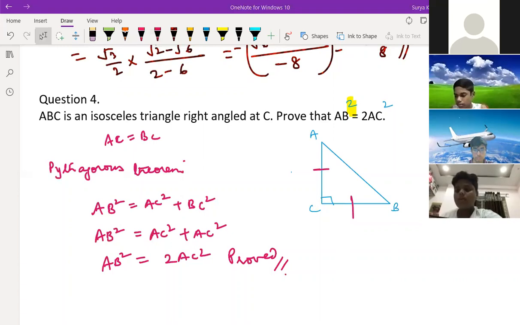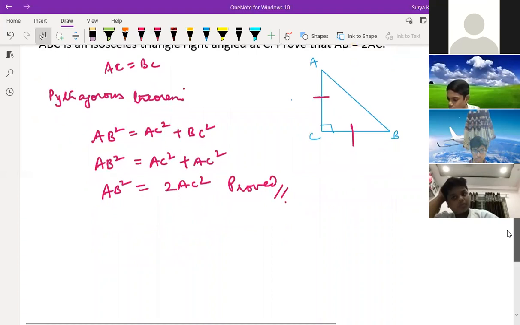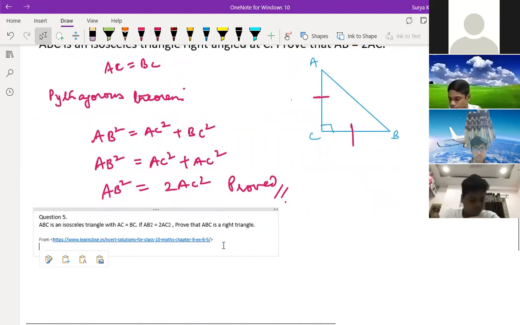Now next, question number 5. Same thing. The second part they have given already. ABC is an isosceles triangle with AB equal to AC. Can you prove this, children? Just see, this is the converse of the upper one. Converse of this. See this question. They have given already here.